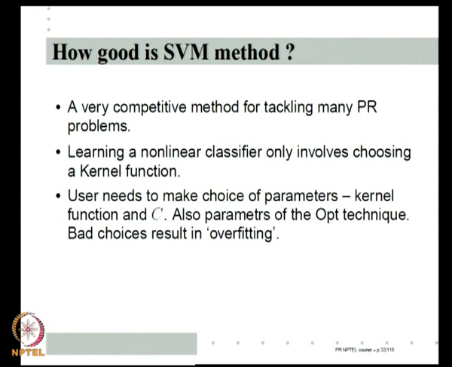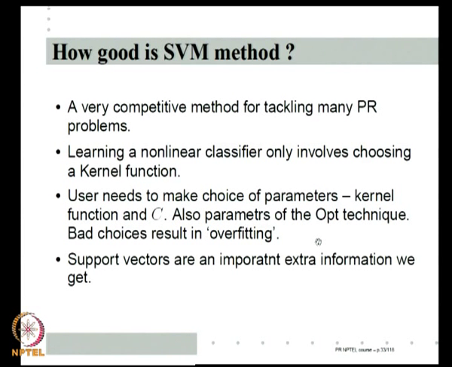For example, in any numerical optimization, I have to choose an epsilon which is close to 0. When I am checking optimality, if I have to say y_i f(x_i) is equal to 1, obviously I have to ask to what precision it should be 1 in a numerical technique. So, I also have to choose an epsilon. All these choices are still there. Bad choices can still result in overfitting, but given that, SVM is still possibly one of the most competitive methods for tackling PR problems today.